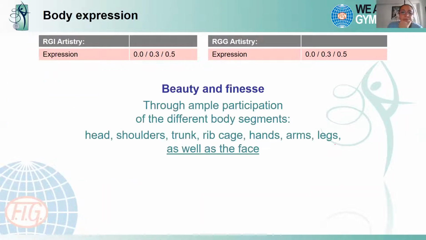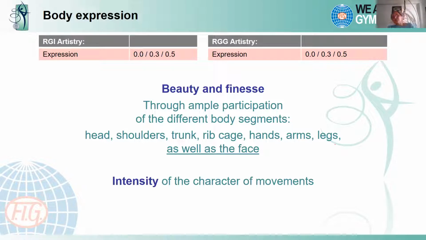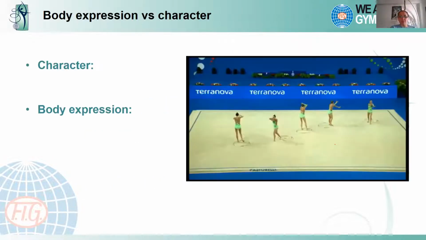Body expression. What do we say about body expression? We say it is the beauty and the finesse. It is not the mask face. It is not a clown face. It is the expressivity that you show, that you want to transmit the feelings to us. So it's through ample participation of the different body segments: head, shoulders, trunk, rib cage, arms, legs, as well as the face. It's not only the face. The face is only one segment. So it is the intensity of the character of the movements.